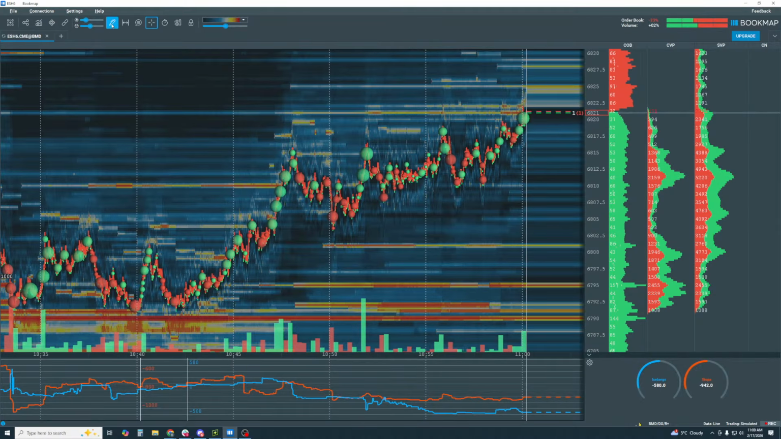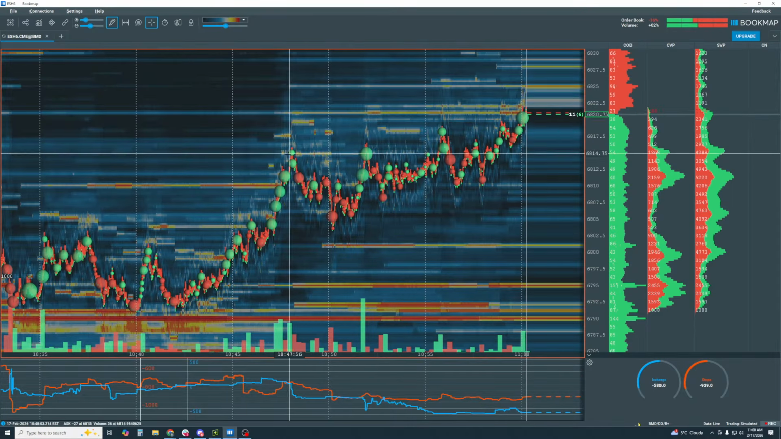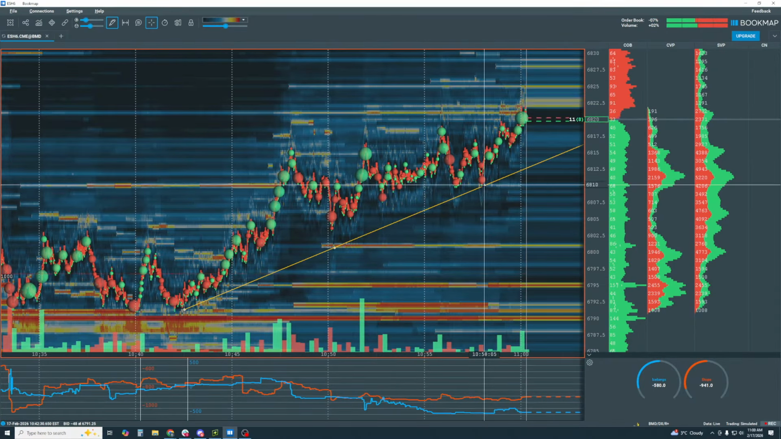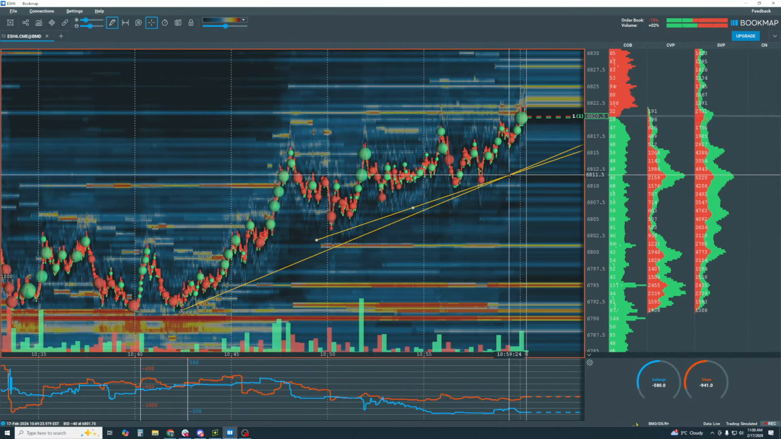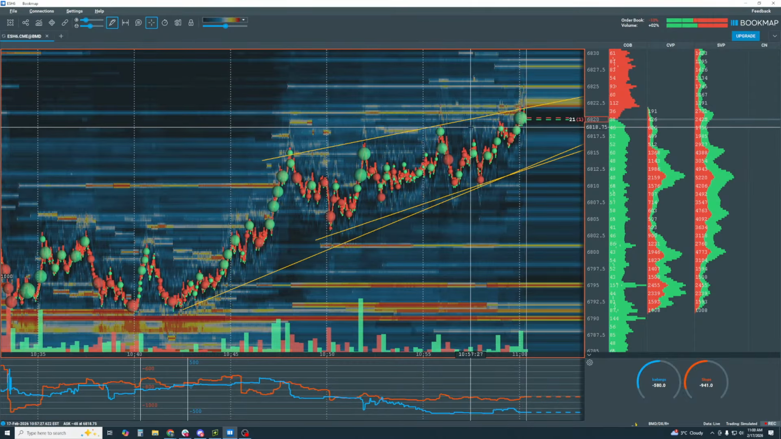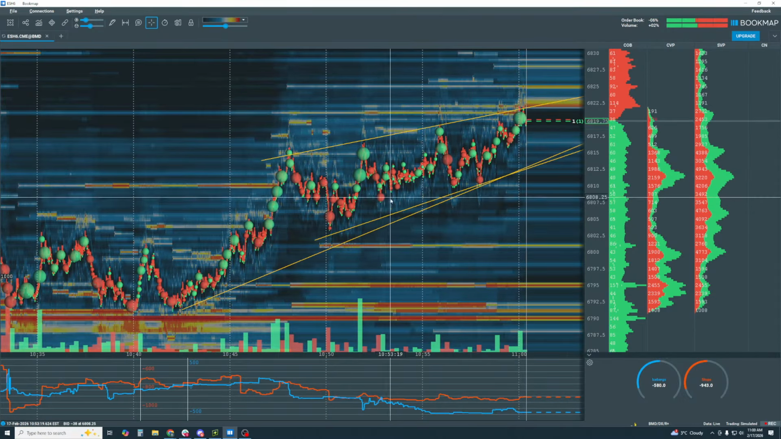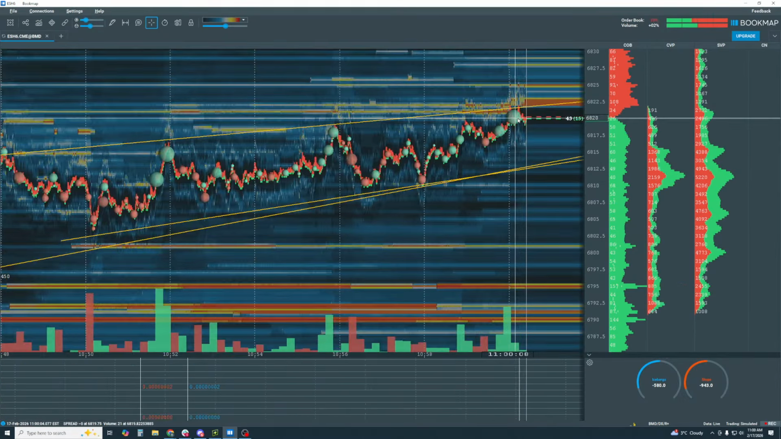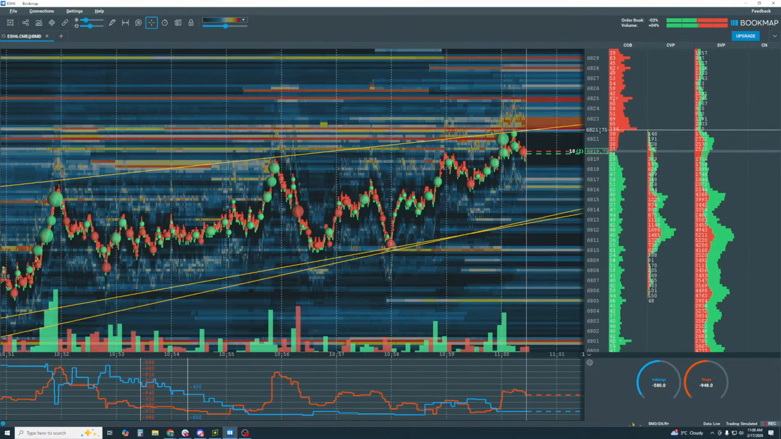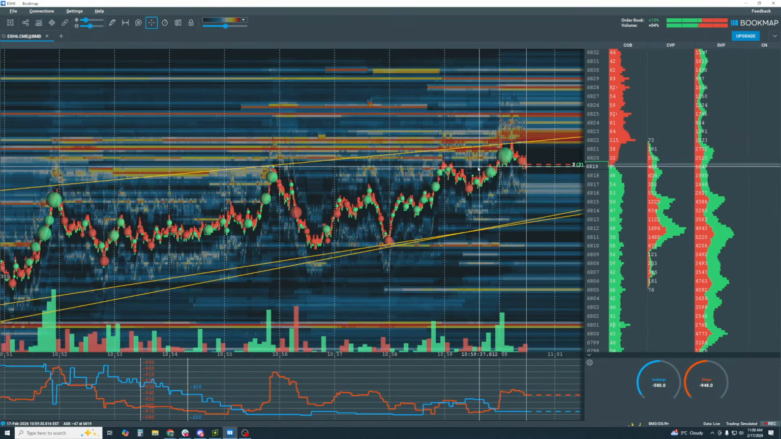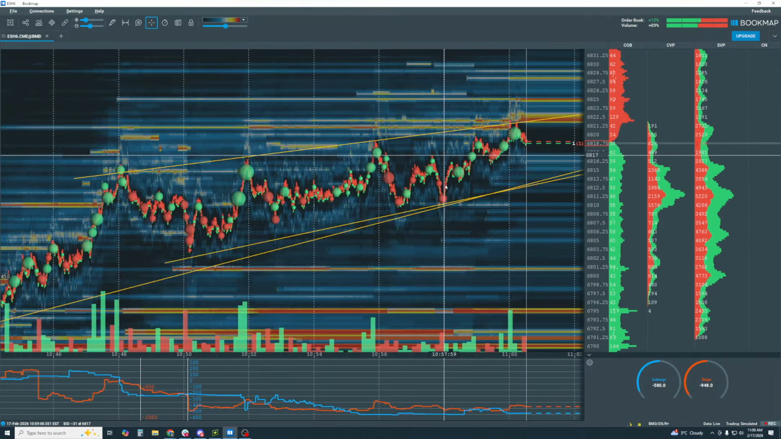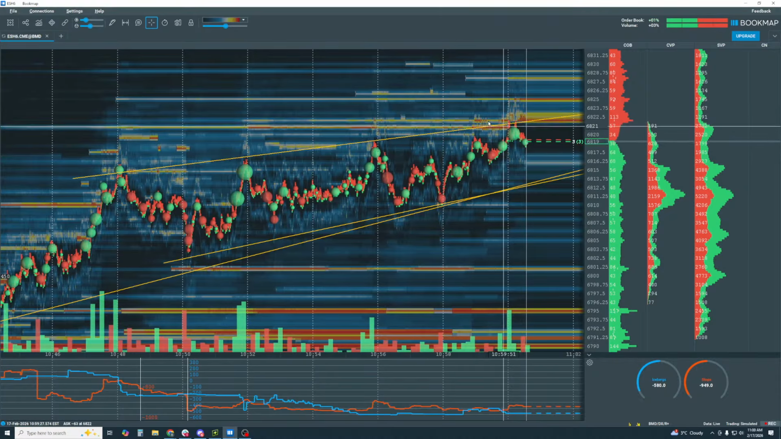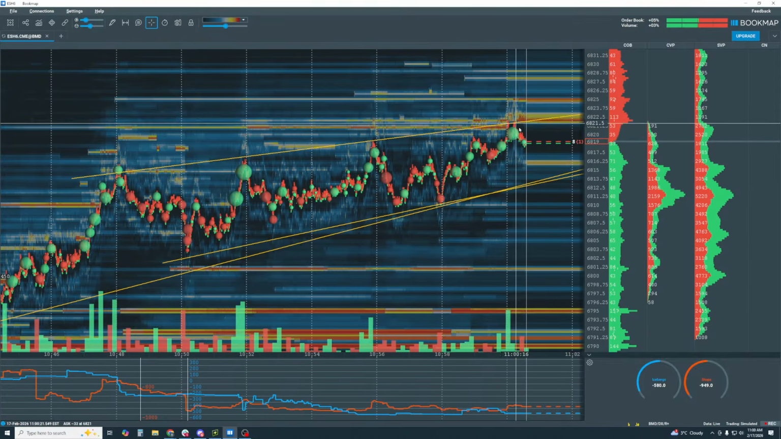All right, nice structure here, starting to build. This is like a channel, but it's four hits to the high here. In fact, I'm watching this very closely here. I like this pattern, and I should say what I mean by pattern.